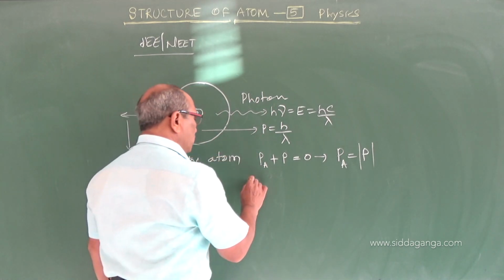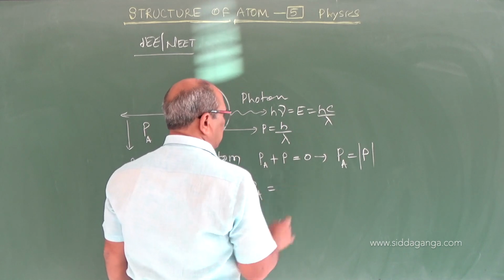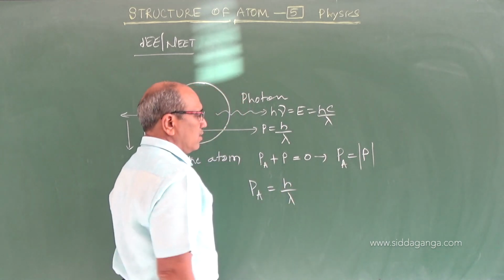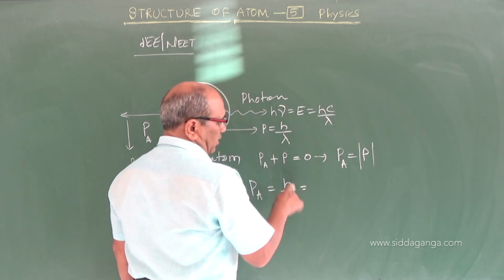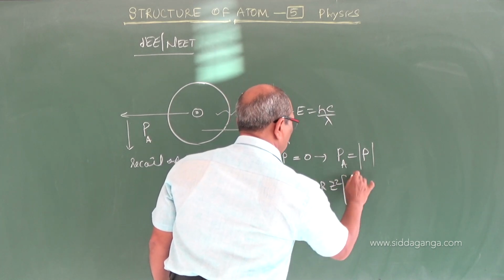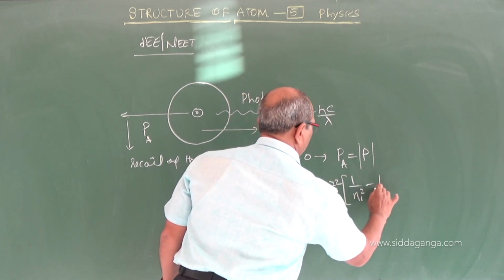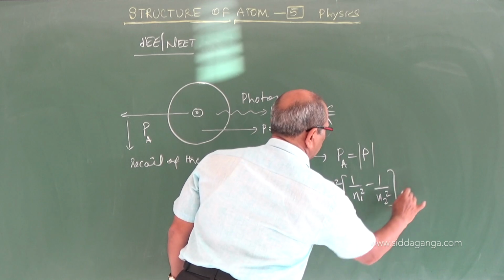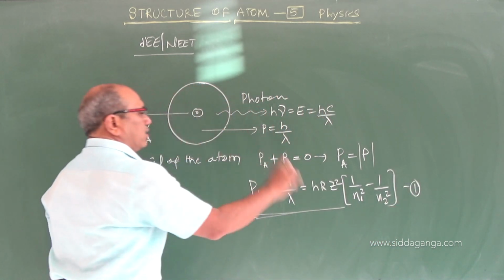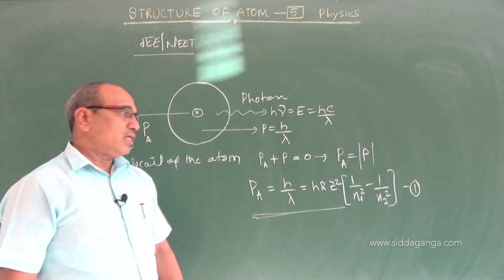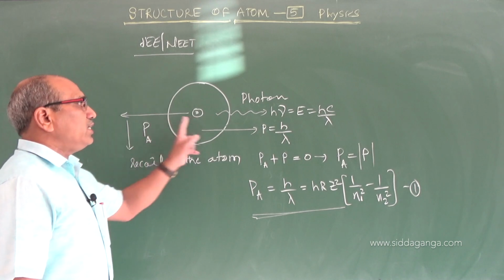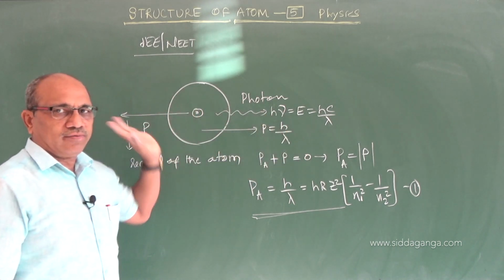So I can write, the recoil momentum of the atom, P is equal to h by lambda. And you know the relation for 1 by lambda, equal to R z square into 1 by n1 square minus 1 by n2 square. This relation is quite necessary to solve some questions appearing in entrance exams. That gives the recoil momentum of the atom when some radiation is emitted by it when it is free.